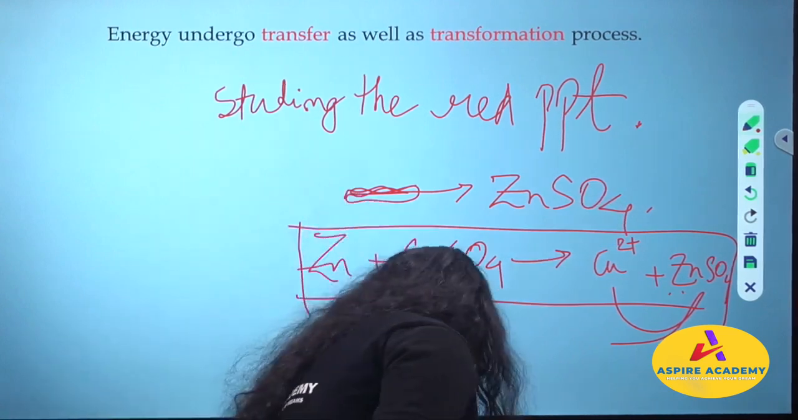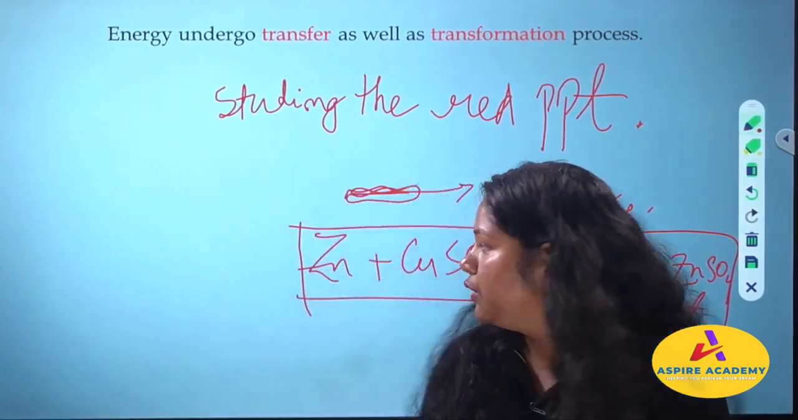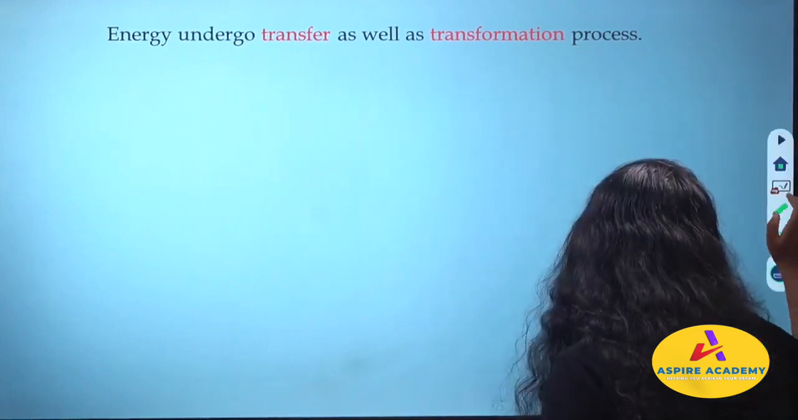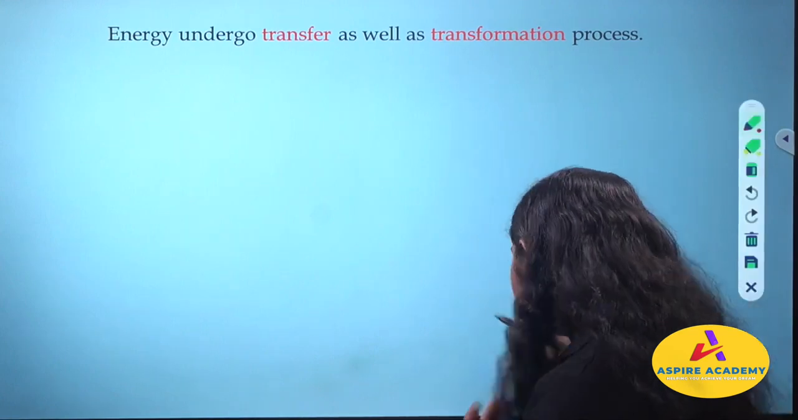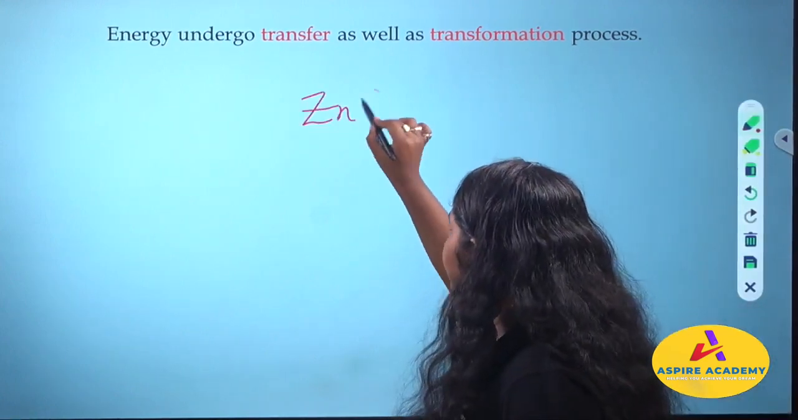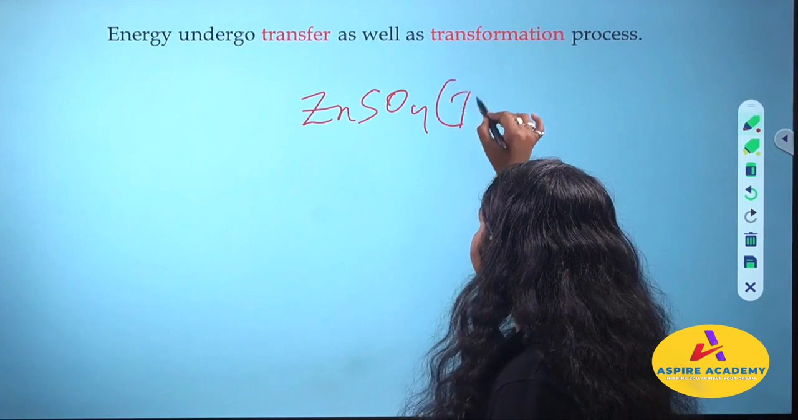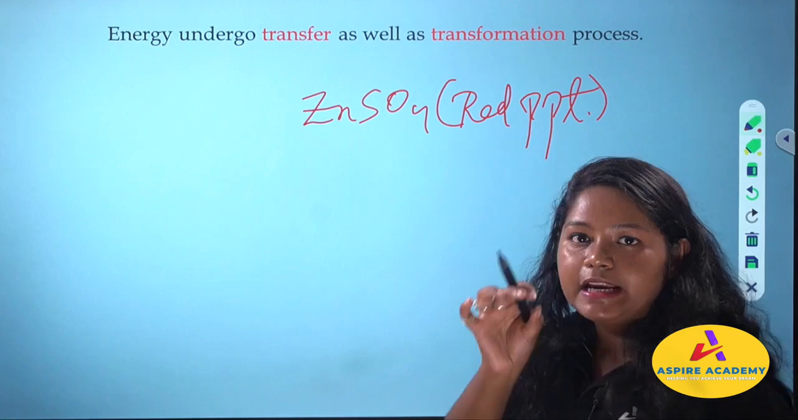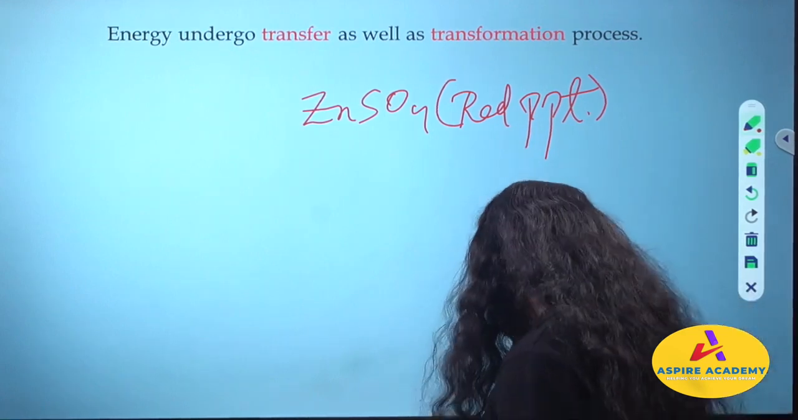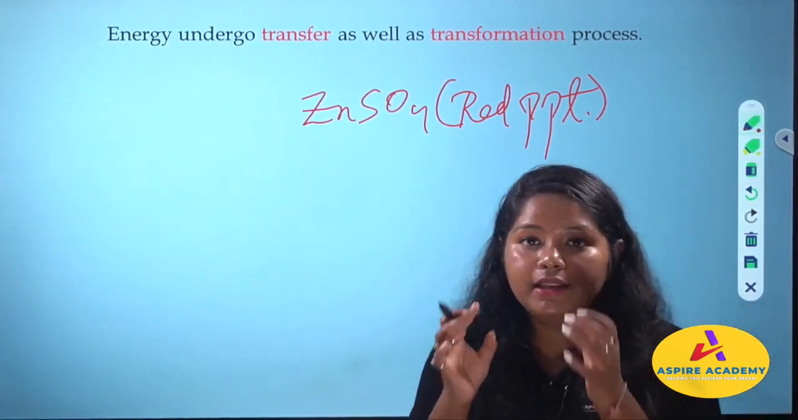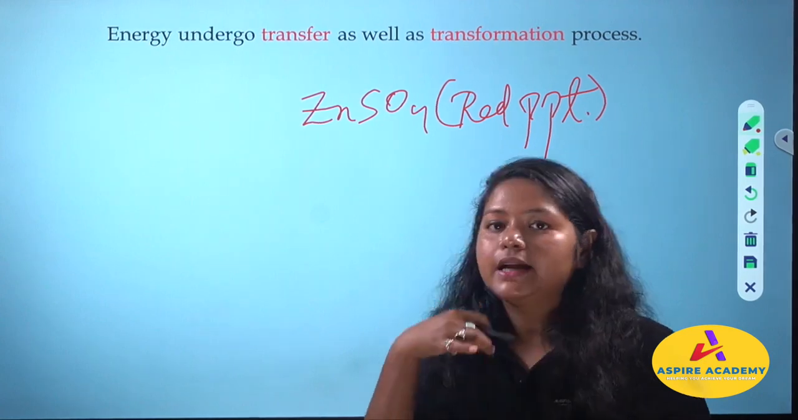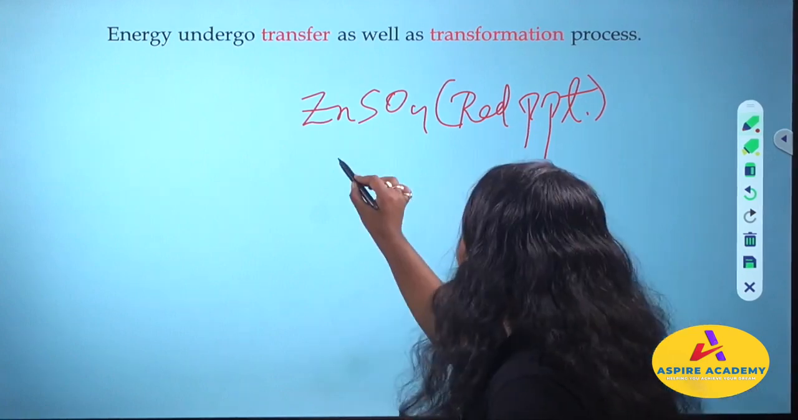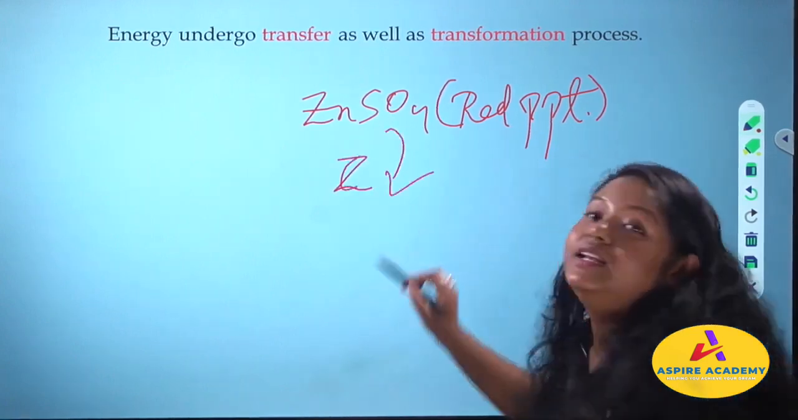But there is an interesting thing here. They thought that ZnSO4 is our red PPT, the red precipitate that was forming in our beaker. But when they studied ZnSO4 in more detail, they understood that ZnSO4 is soluble in water.